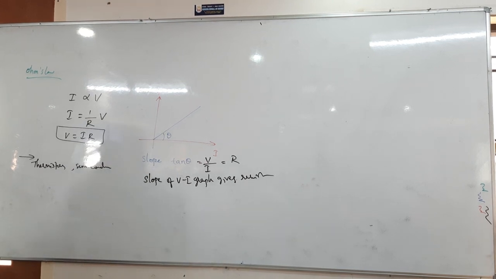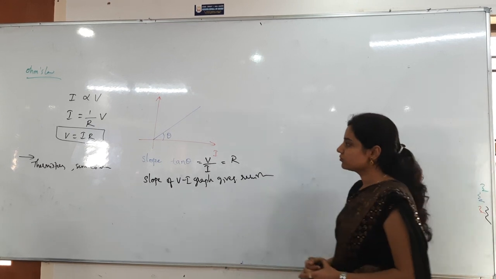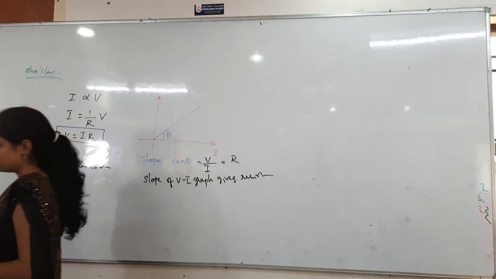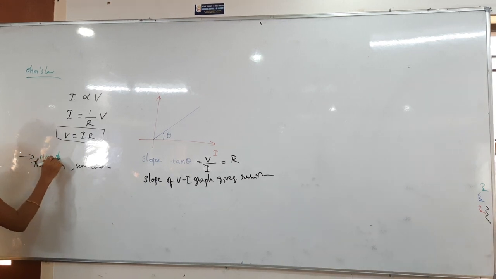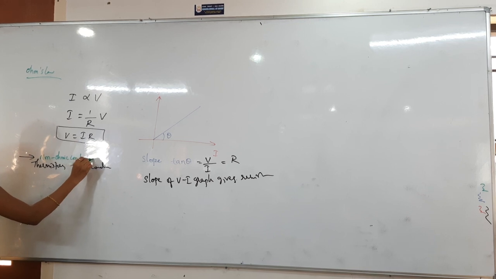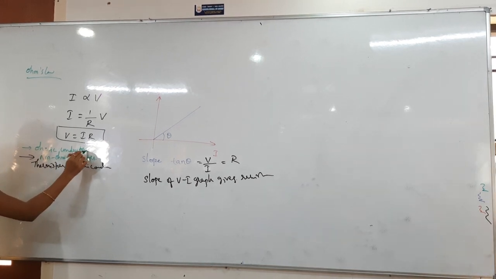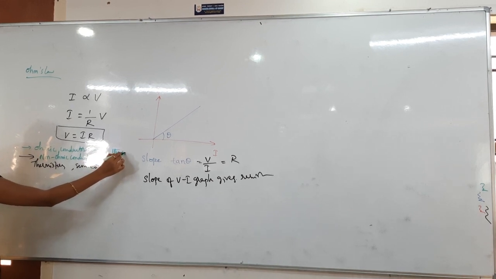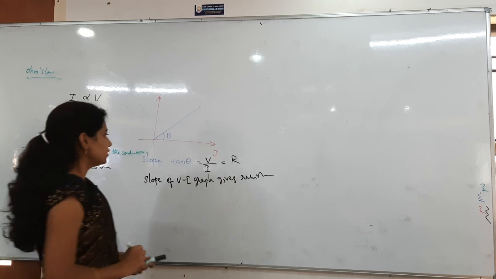Ohm's law: the strength of current is directly proportional to the potential difference. Write this. Next, VI graph.